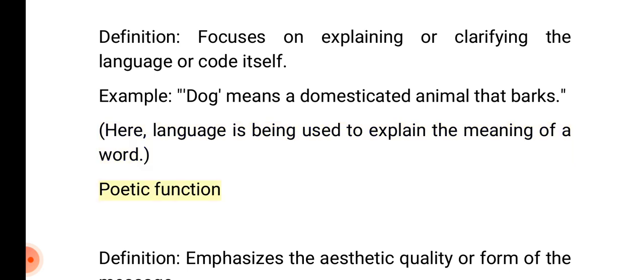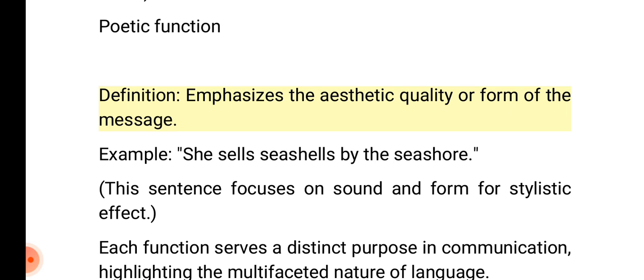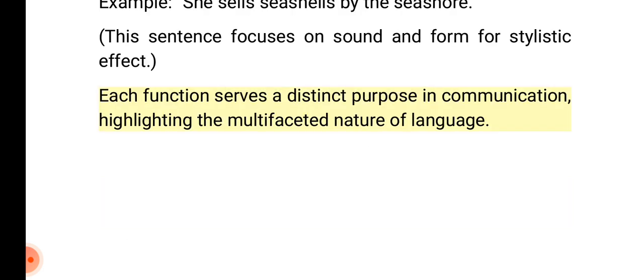Poetic function. Definition: Emphasizes the aesthetic quality or form of the message. Example: She sells seashells by the seashore. This sentence focuses on sound and form for stylistic effect. Each function serves a distinct purpose in communication, highlighting the multifaceted nature of language.